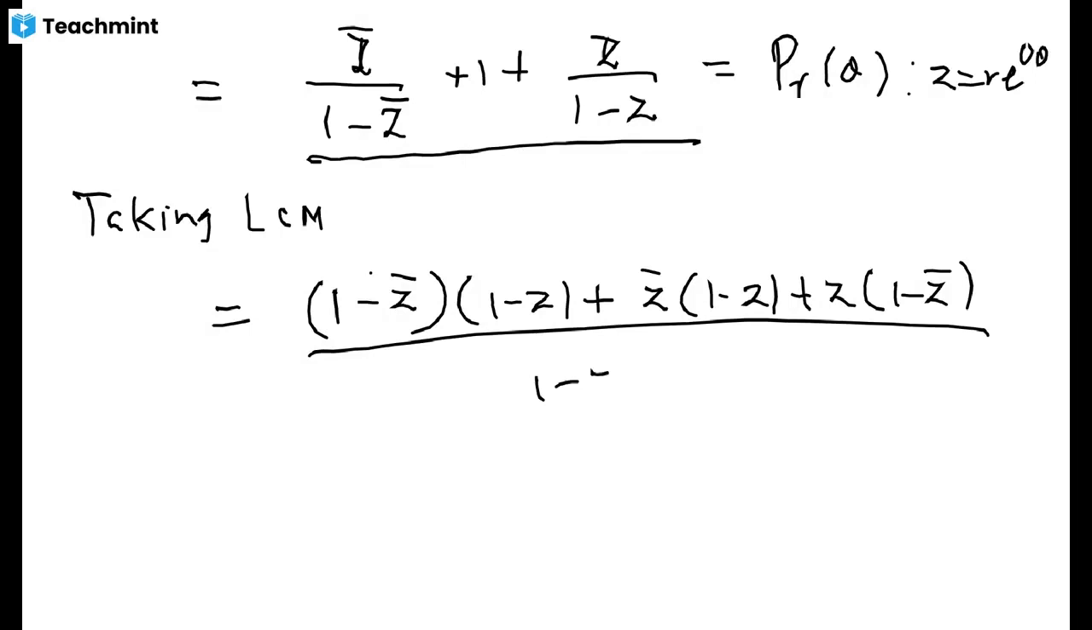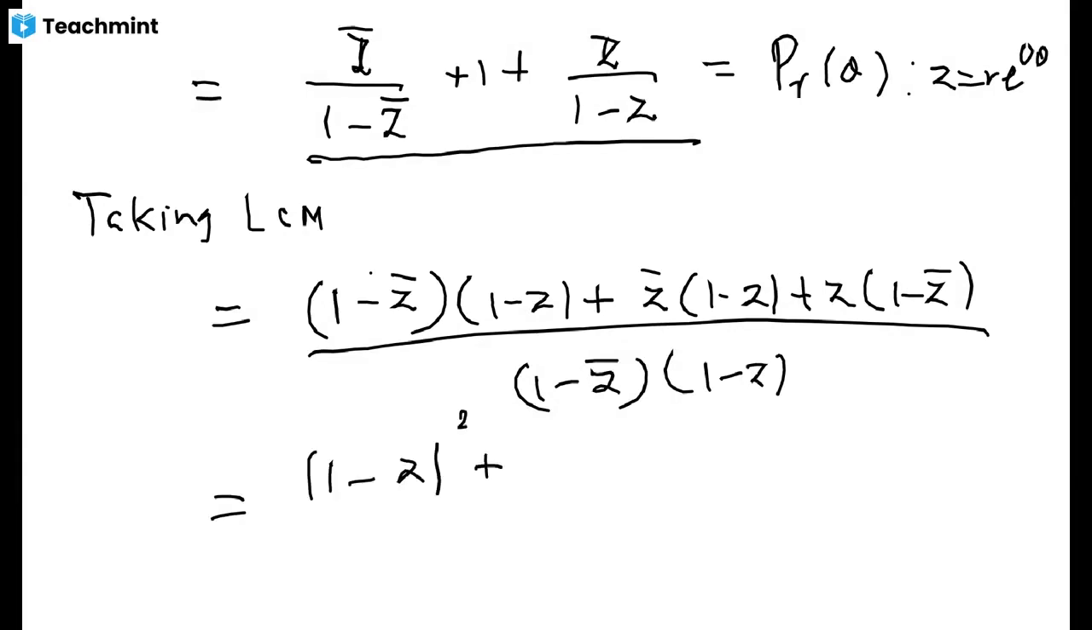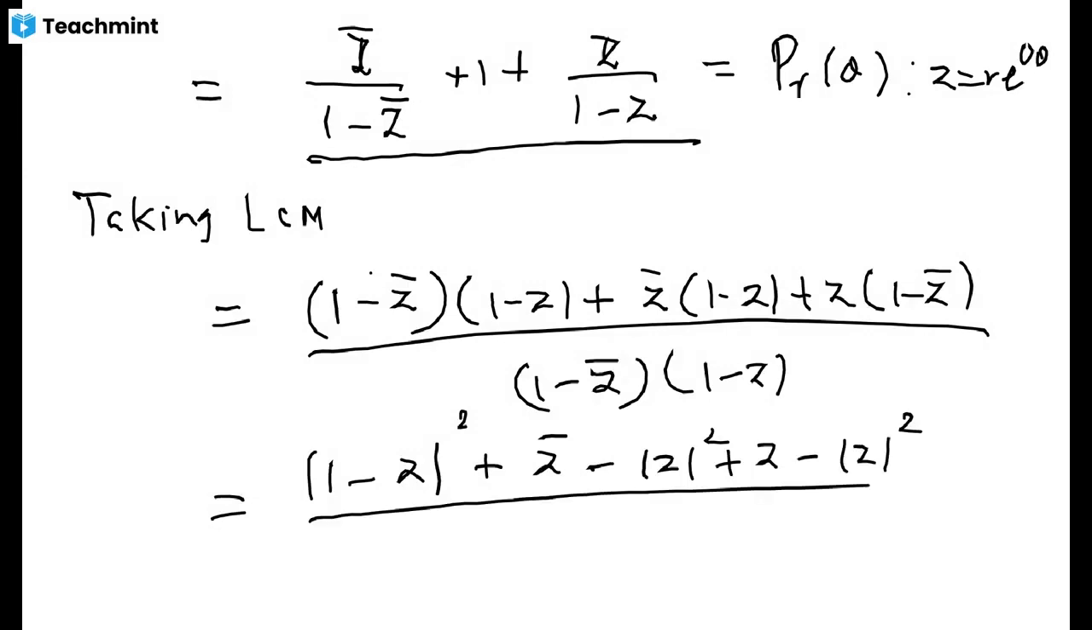and I will have 1 minus z conjugate into 1 minus z, and you know 1 minus z conjugate is equivalent to 1 minus z whole conjugate, and you know z into z conjugate is mod z square, so it will be 1 minus mod z square, and if you simplify these terms, you will have z minus mod z square plus z minus z into z conjugate will be mod z square. In the numerator you will have this, and in the denominator you will also have mod 1 minus z whole square.